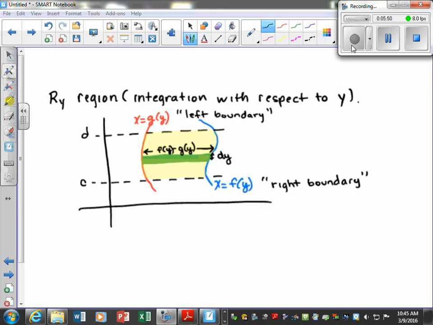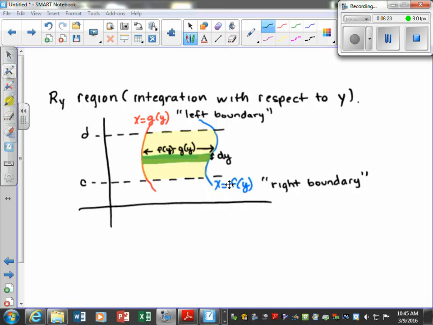Okay, so let's look at an RY region. So now this is integration with respect to y. This is when we're given the x equals g of y function on the left, and x equals f of y function on the right, and our rectangle is a horizontal rectangle that we labeled dy. And then our intervals are in relationship to the y-axis, so we just called them C and D, so it's just different from A and B. Since we used A and B for our x, we'll do C and D for our y.